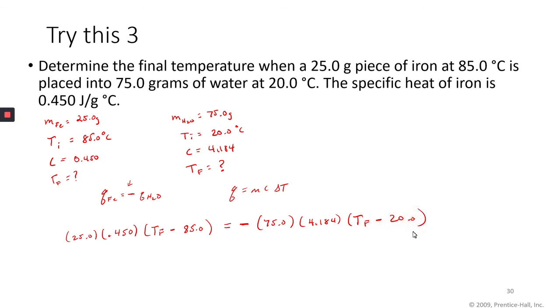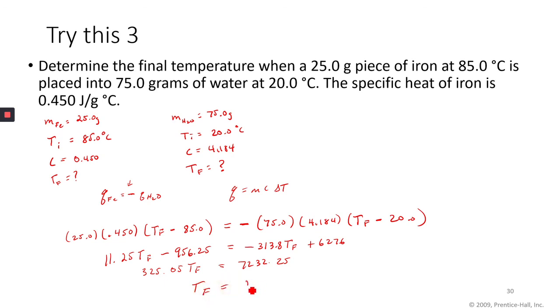And now we do a little bit of algebra. Distribute. Combine like terms. Divide, and we find that TF is equal to 22.2 degrees Celsius. Okay, so that was kind of like two Q's coming together with equal and opposite signs. All right, well, that's it for now.